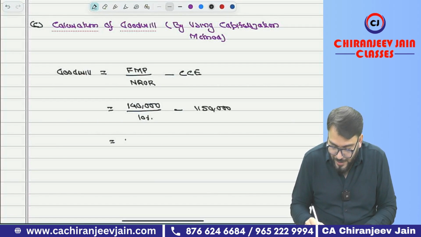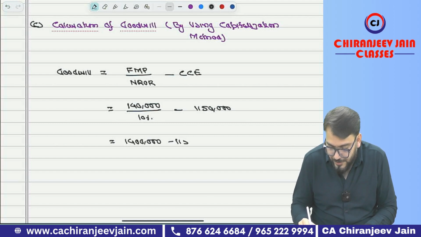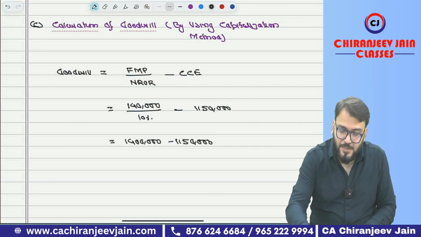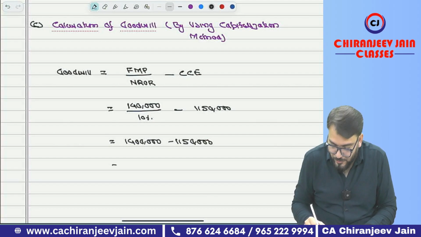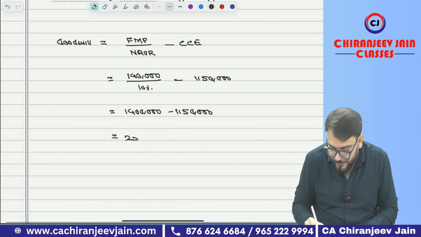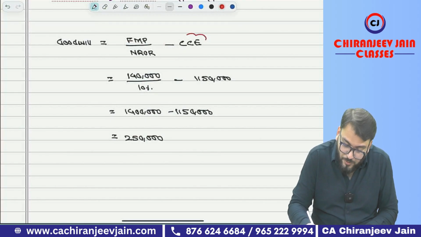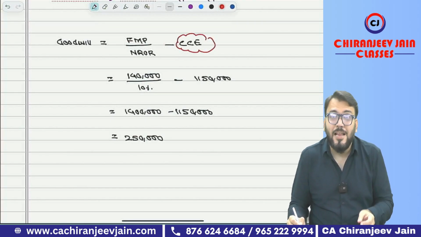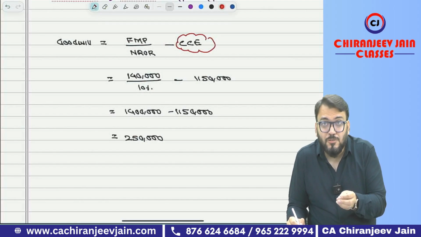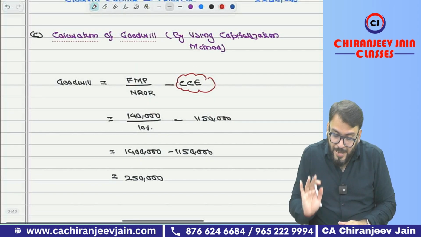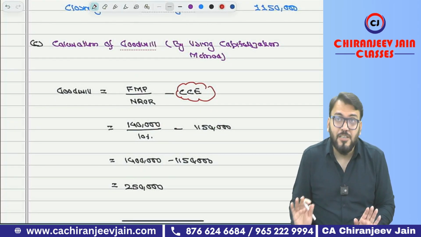This becomes 14 lakh. 14 lakh minus 11,50,000. Correct. What is the difference? It is 2,50,000. So your goodwill becomes 2,50,000. So it is an indication that when they say closing capital employed, it means we need to calculate goodwill by using capitalization of FMP. That only we have done. Have you understood this point?